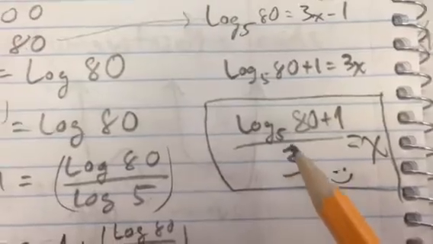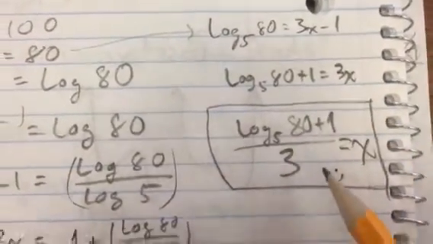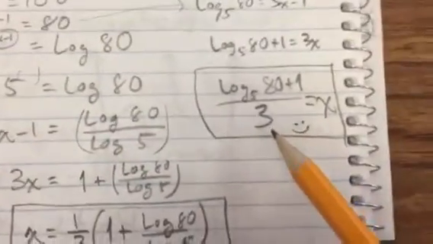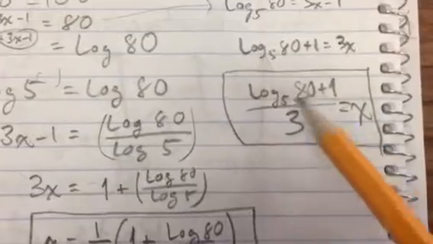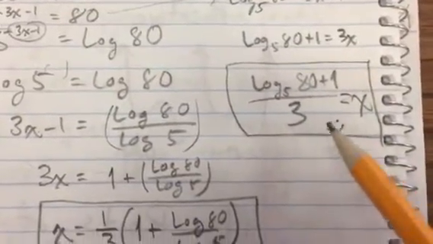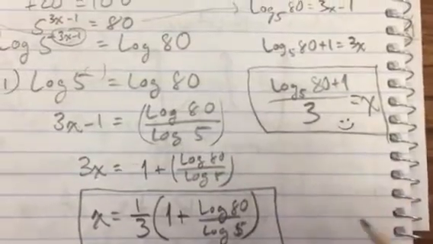So log base 5 of 80, plus 1, I add 1 to both sides, then I divide it by 3, and there's my exact value. Looks like I don't have a calculated version of that, but maybe I'll post that in the forum as an aside to this video. So there's my exact forms, okay? And I'm going to go back to part B now, because that's all written out right here.